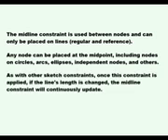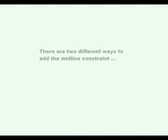As with the other sketch constraints, once this constraint is applied, if the line's length is changed, the midline constraint will continuously update. There are two different ways to add the midline constraint. The first way attaches a node to the midpoint of an existing line.